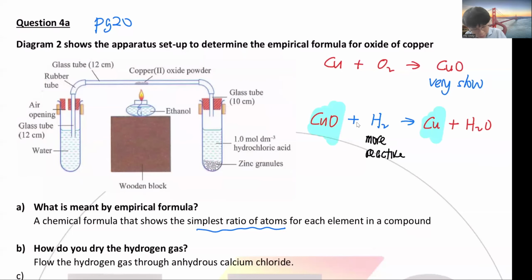How do you dry hydrogen gas? Pass it through anhydrous calcium chloride.